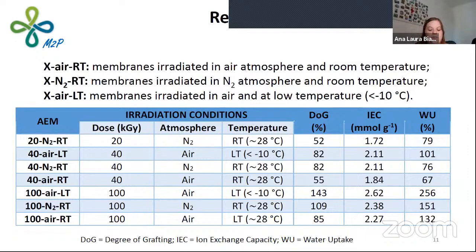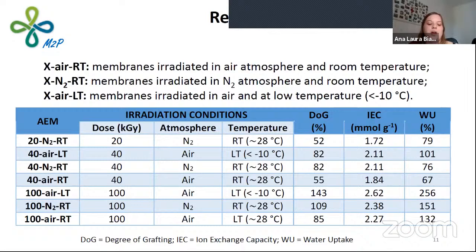We characterized these membranes in many ways. One of them is using Raman, but I'm not going to show that here. One of these characterizations is with respect to the degree of grafting and ion exchange capacity, which we call IEC, which is directly linked to the conductivity of the sample, and the water absorption, which is the water uptake. High degrees of grafting mean that a high amount of VBC, our monomer, was added to the backbone of the polymer. Consequently, we have high IECs after amination, as there are more sites available for the amine to react.